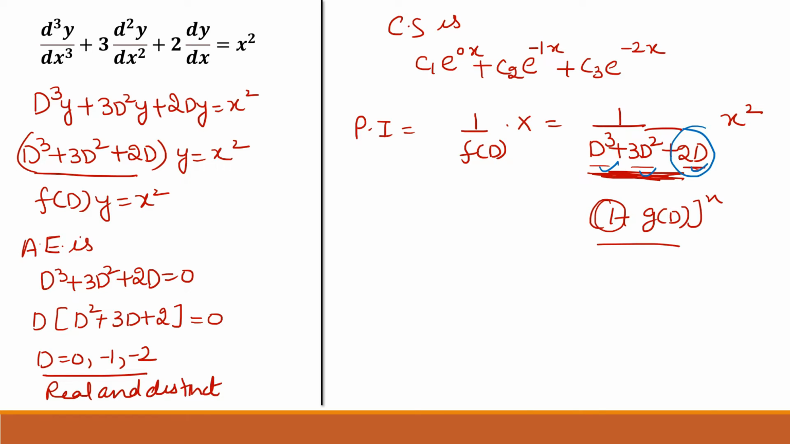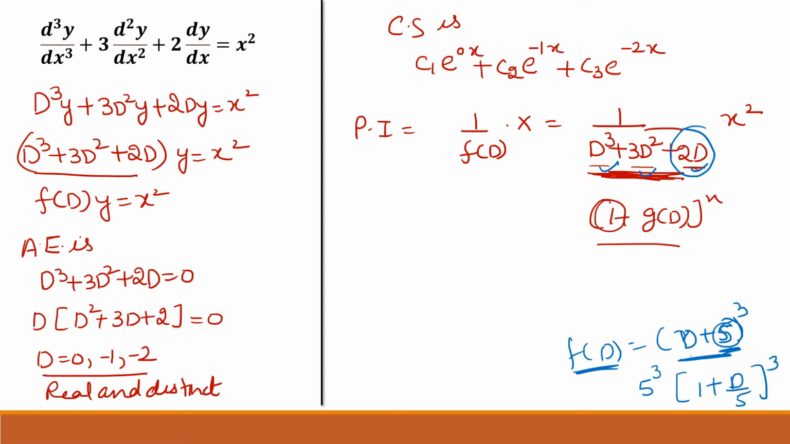Now let us assume, for example, that you have f of D as (D plus 5) to the power 3. What is the minimum power of D here out of these two? Obviously 5. So if a constant is available, then we'll take the constant common. For example, if your f of D is (D plus 5) cube, then I'll take 5 common, so 5 cube will be common. You will have 1 plus D over 5, whole cube. This is how we'll convert this into this form.